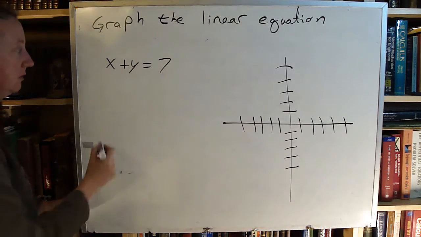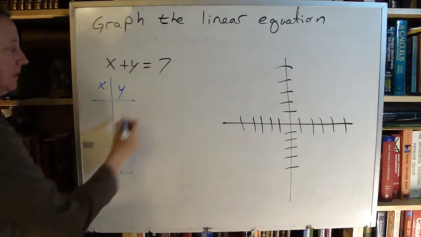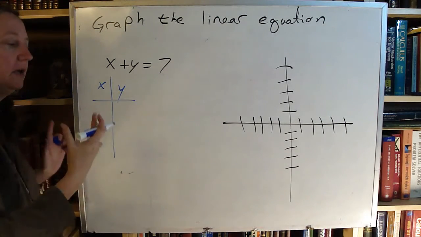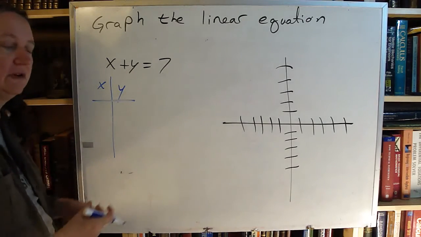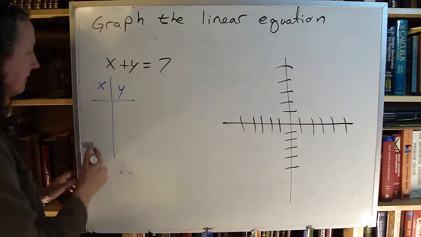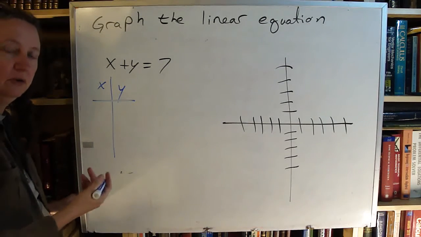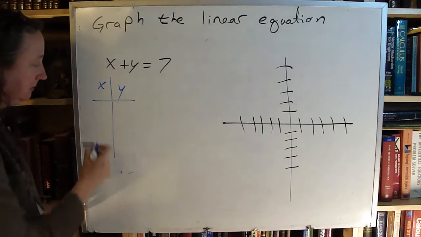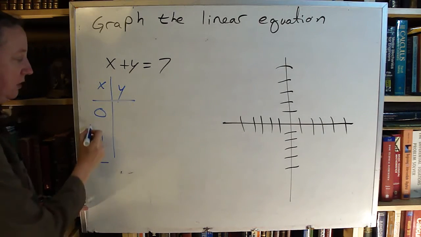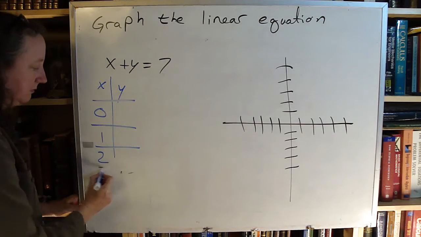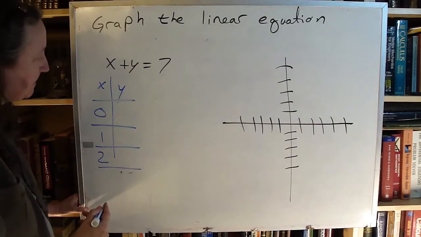So if I want to, I can build my xy table, and I can choose random numbers out of a hat. I can roll some dice and choose whatever number shows up on that die. Or I can choose numbers like 0, 1, 2, 3. So I'm going to go with 0, 1, and 2. They're the easiest numbers to work with most of the time.